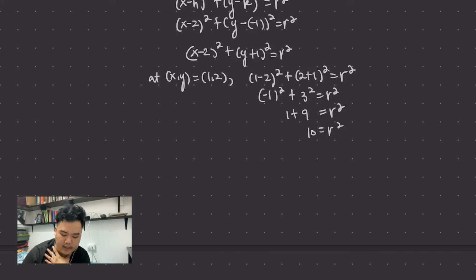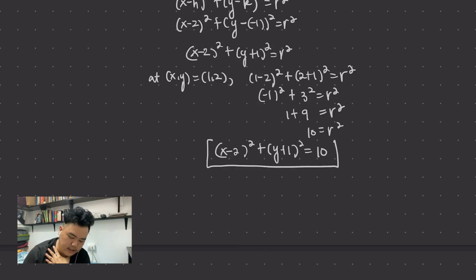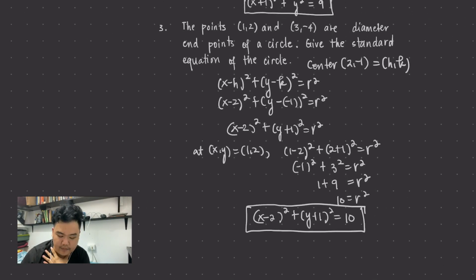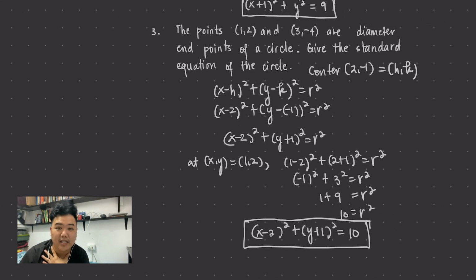And you plug it in here. So the standard equation is (x minus 2) squared plus (y plus 1) squared equals 10. This is the standard equation of the circle. And that ends our discussion on the standard equation of a circle.